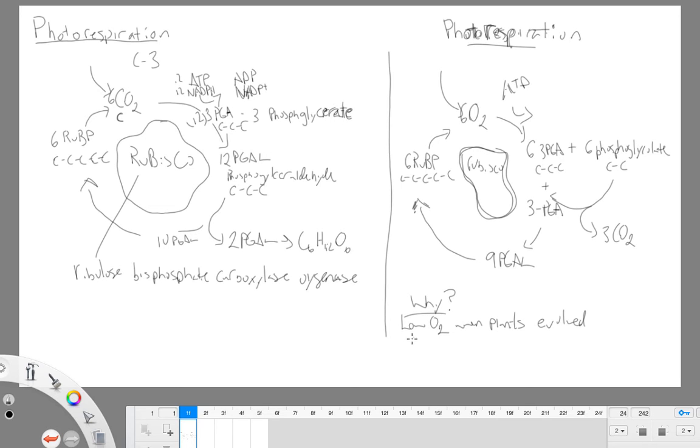Now, obviously that has changed, and we do have more oxygen in the atmosphere, partially due to, or actually completely due to, our plants photosynthesizing. So why does it exist now? Well, it may just be a holdover of that process.